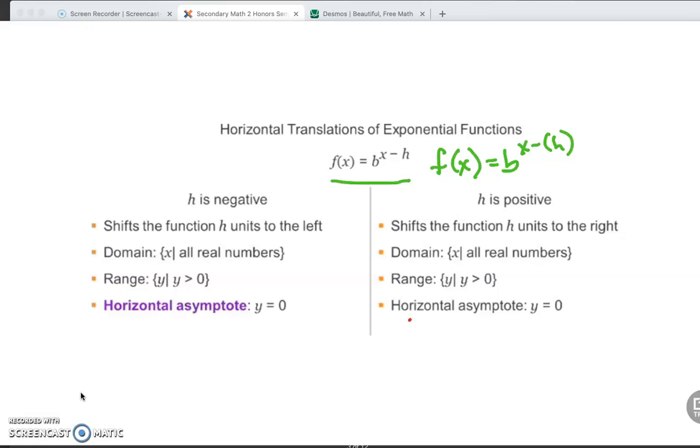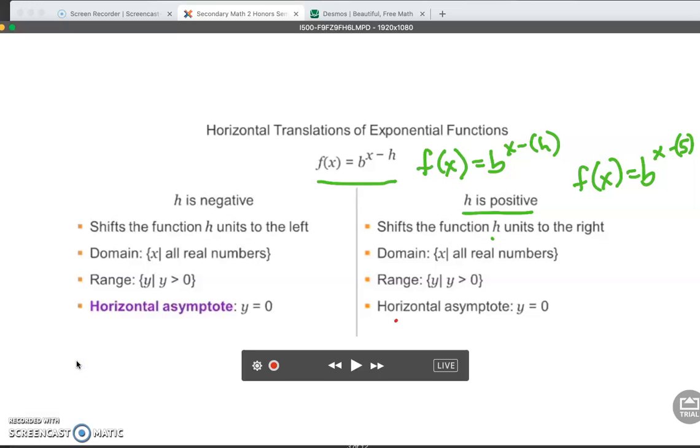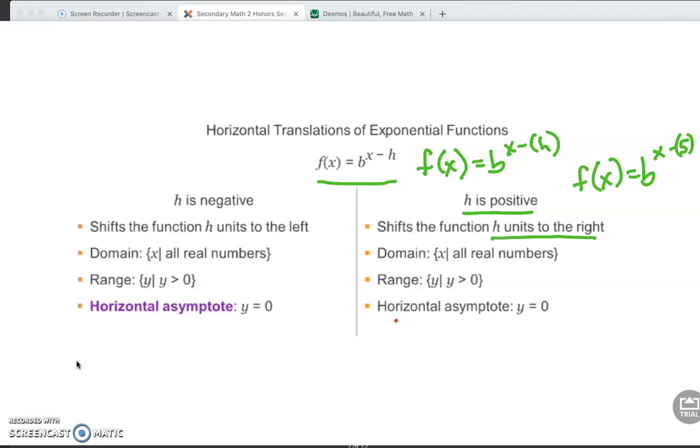So I'm going to look at the positive side first, actually. So if h is positive, that means if we have a subtraction, x minus something, so f of x equals b to the x minus 5, that is subtracting a positive 5. So we're going to shift, let me move this over, you see that? We're going to shift h units to the right. So if it's positive, we shift to the right.